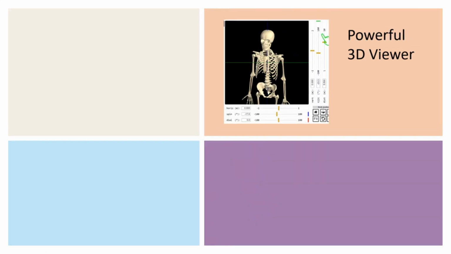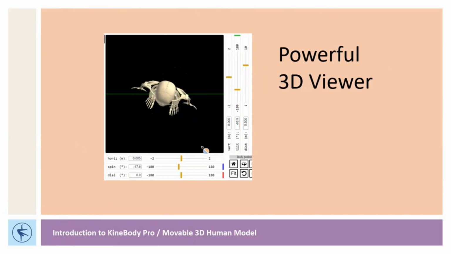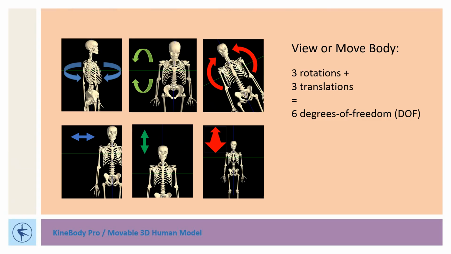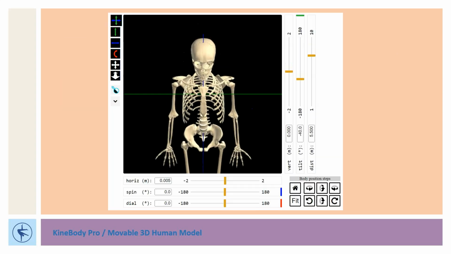You can view the body from any conceivable direction with KineBody Pro's powerful 3D viewer, which allows unlimited rotation about 3 spatial axes and translational movement in 3 spatial directions for a total of 6 degrees of freedom. And you can change the view a variety of ways.